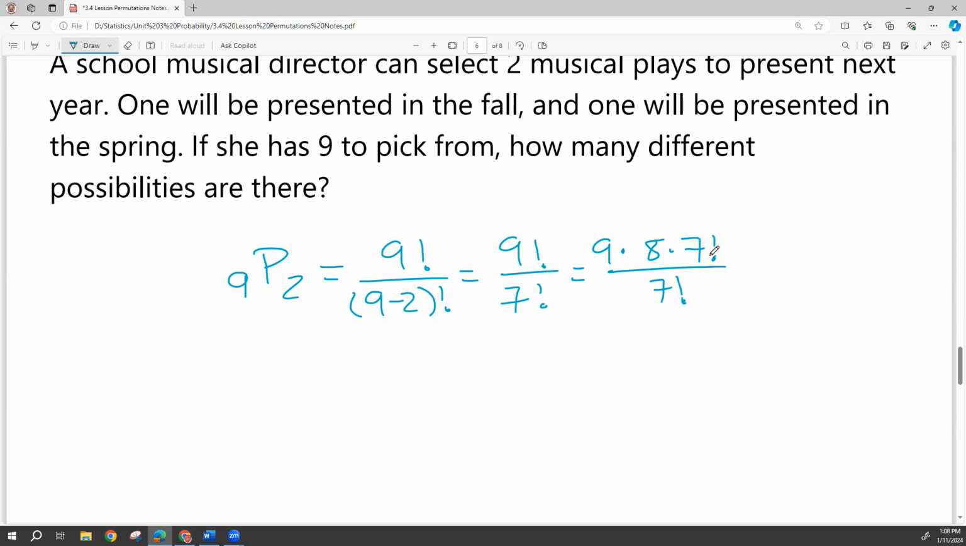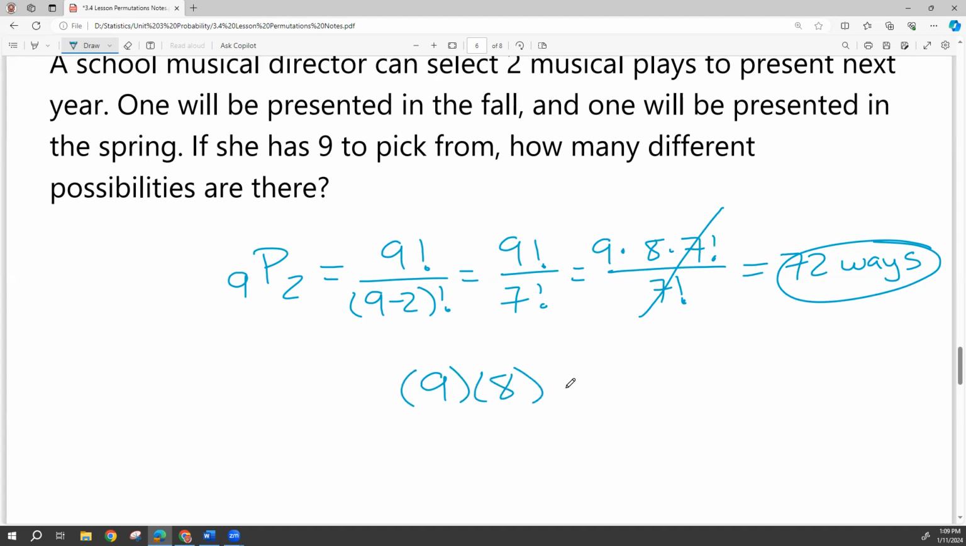I'm going to stop here because the rest of the numbers multiplied together times 7 is actually 7 factorial, which we have on the bottom, which we can cancel. And now we're just multiplying 9 times 8 to find there are 72 ways to choose 2 of these 9 musicals to present, one in the fall and one in the spring. Again, it's the idea that we have 9 options for the first play in the fall and 8 options left over, and there are 72 ways.